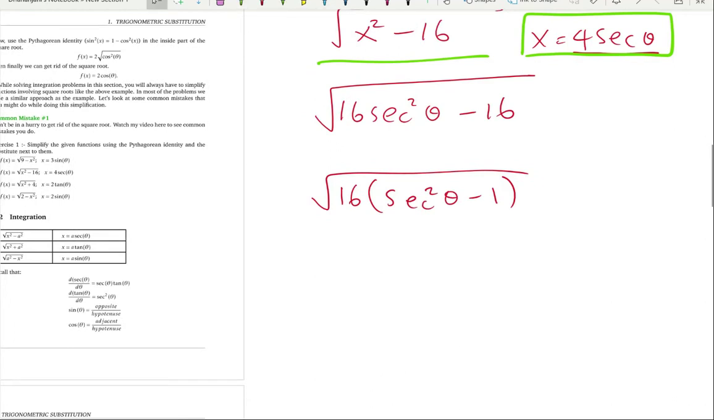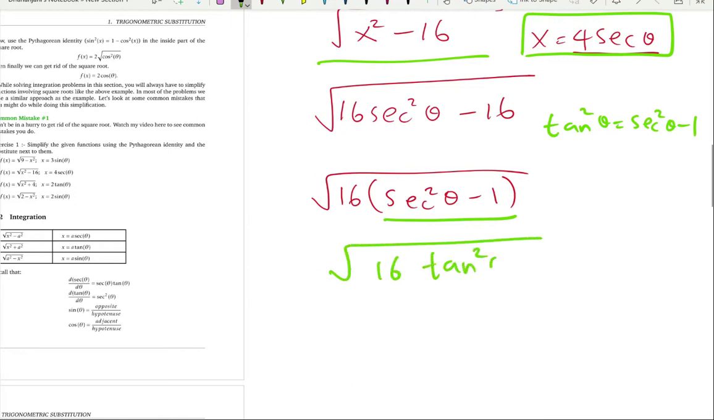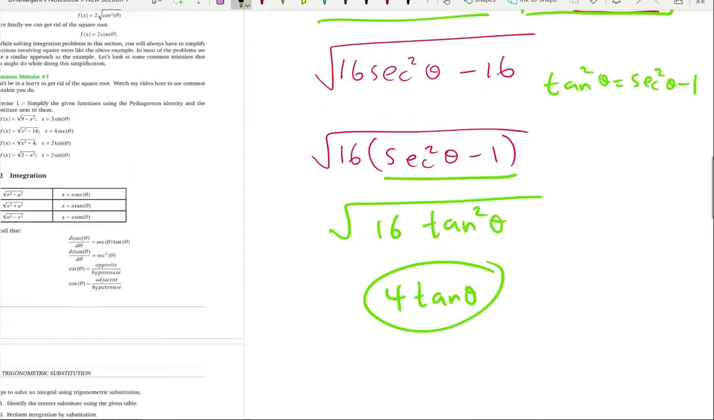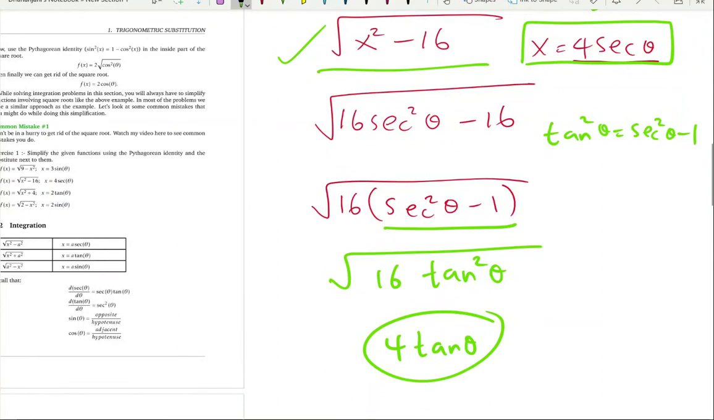So we factor out 16. Now what is secant square theta minus 1? Well, it is tangent square theta. Again, another version of Pythagorean identity: tangent square theta is equal to secant square theta minus 1. So we can replace that by what we got from Pythagorean identity. Now see, you can distribute the square root. Square root of 16 is 4. Square root of tangent square theta is tangent theta. Here we go. This is what we get after simplifying this square root term.